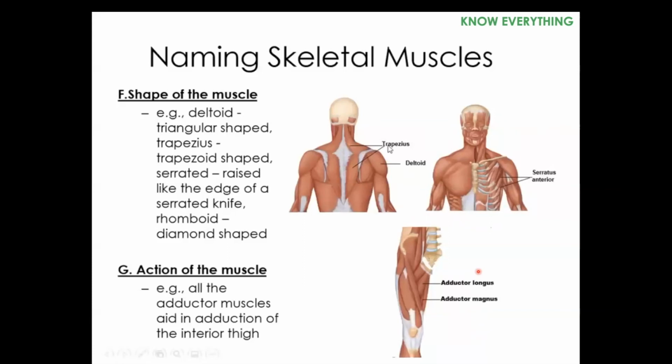And then lastly, we have the action of the muscle. So for the adductor muscles, they are going to aid in adduction of the inner thigh. So your adductor longus, your adductor magnus are going to be adductor muscles of the thigh. The adductor longus is going to be a longer one, and the adductor magnus is going to be a larger muscle.